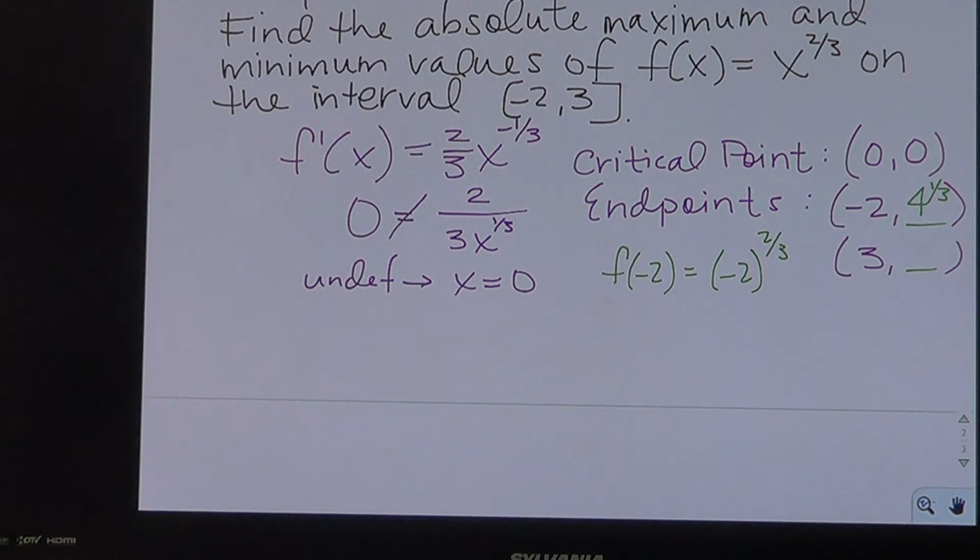Okay. And then we'd have to put in the 3. We need to wrap this up, but 3 to the 2/3, 3 squared would be 9, so it'd be the cube root of 9. We'll finish that tomorrow too.